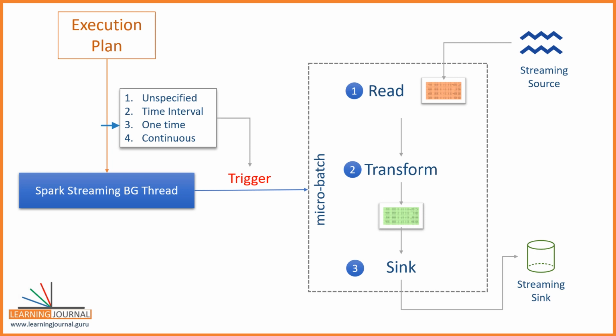The third option is like a batch processing. The one-time trigger will create one and only one micro batch, and then the background process will stop. This option is useful in scenarios when you want to spin up a Spark cluster in the cloud, such as Amazon EMR. Process everything available since the last period, and then shut down the cluster.